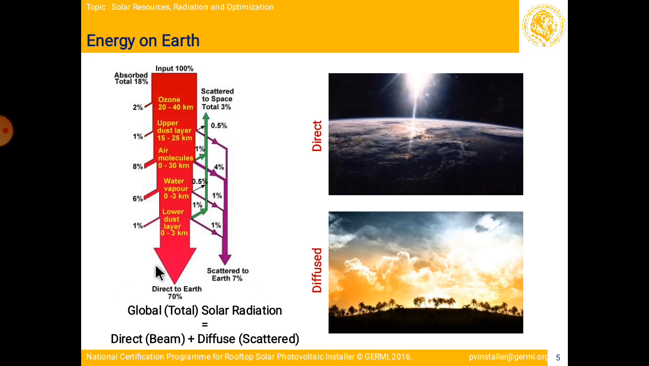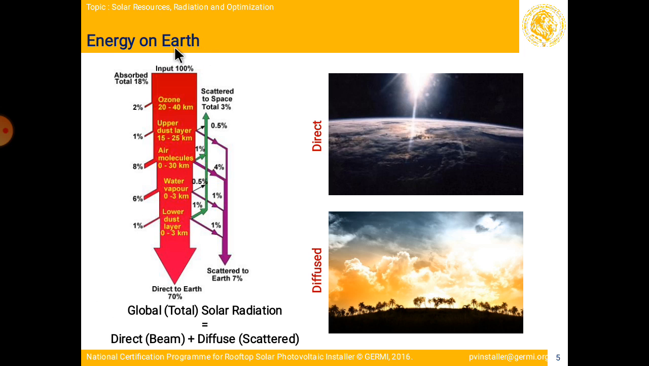So the global, or total, solar radiation is equal to the direct beam that we received over here plus the diffused, or scattered, light which we received over here. So it is an addition of these two beams, and you can see that around 1%, 0.5%, 1% and 0.5% of the sun's energy will be scattered to space, so a total of 3% will be scattered from the earth surface. So this is the absorption of the energy in certain layers which are available from sun to earth.